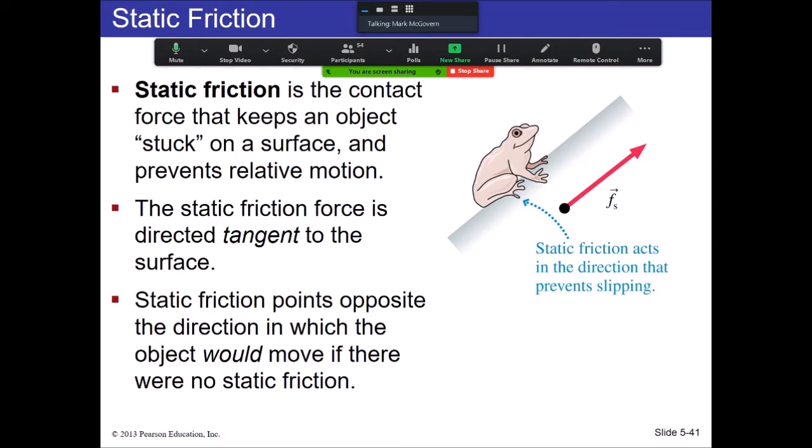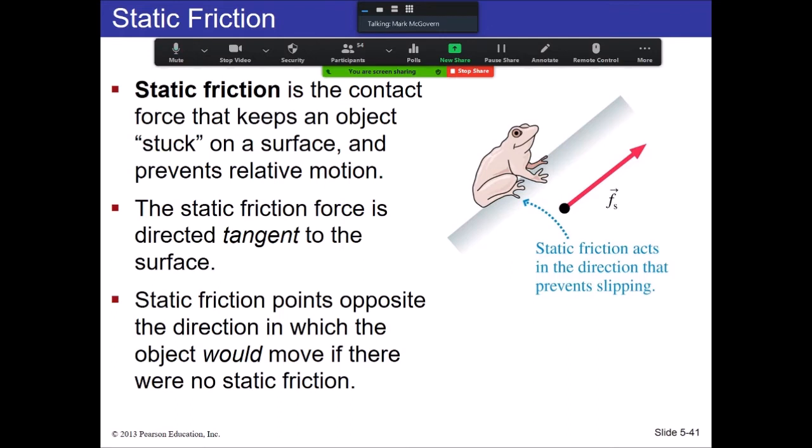Okay, if it's not moving relative to the surface in contact with, there's static friction involved. And the second thing you want to remember is ask yourself this question: if there wasn't static friction, which direction would it go? And then you choose the opposite direction. The frog here, if there's no friction, would slide down the incline. Currently, they're not moving relative to the incline, so there is static friction. And if they would slide down the incline, then static friction must be pointing up the incline to prevent the motion.